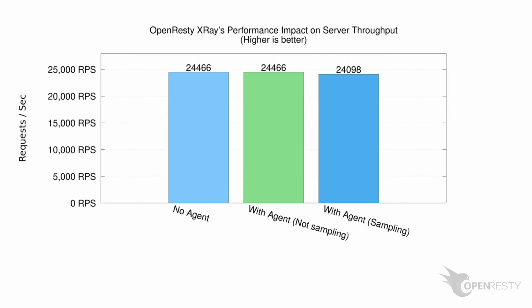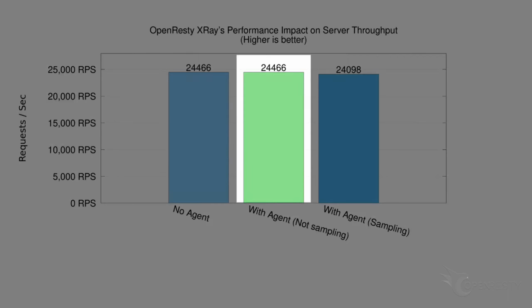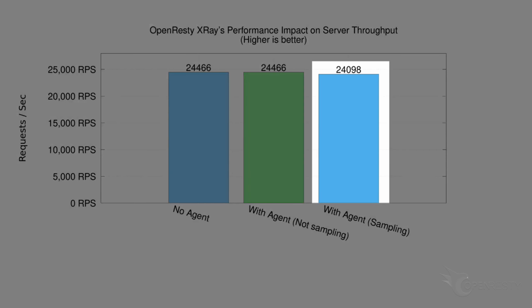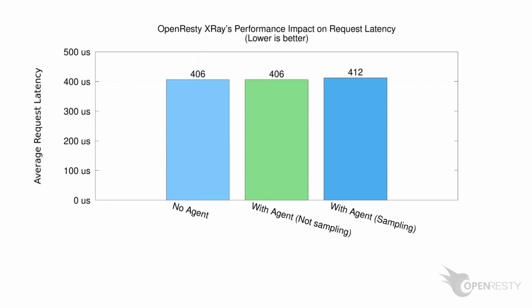We measured the maximum server throughput in different cases. Here is what we found. Without installing the OpenResty X-Ray agent, the maximum throughput is about 24,500 requests per second. When the OpenResty X-Ray agent is installed but not running the analyzers, the request rate remains the same. When analyzers are sampling, the request rate is about 24,100 requests per second, merely 1.5% lower than when not doing analysis. It can be seen that running the analyzers for performance analysis has minimal impact on the maximum throughput of the target process.